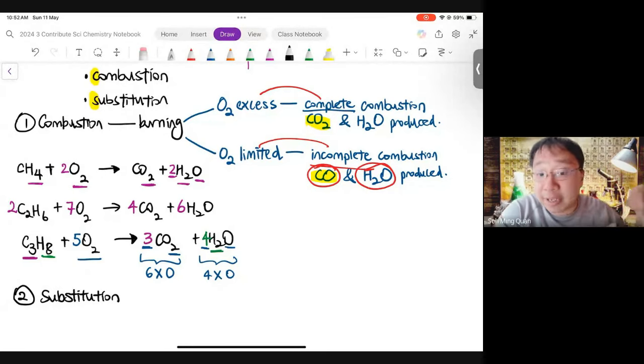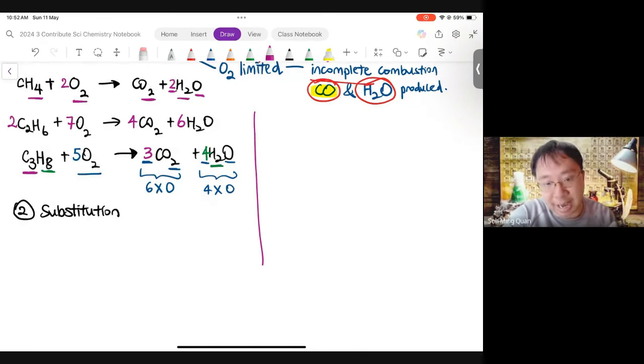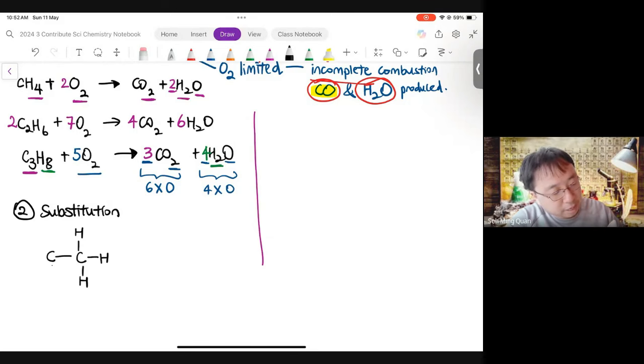As we have done in class, substitution is a very simple concept. Okay, it's just like in sports. All right, when you're injured, you need a substitute, right? So a substitute means you replace the atom. In this case, you are replacing hydrogen. So in class, we did the example of CH4. So let's today do the example of C2H6. And this is where we revise how to draw again.